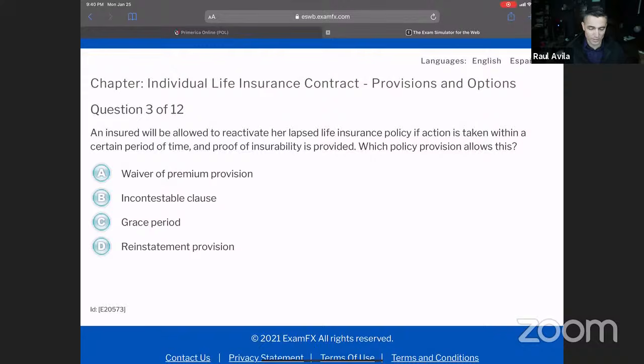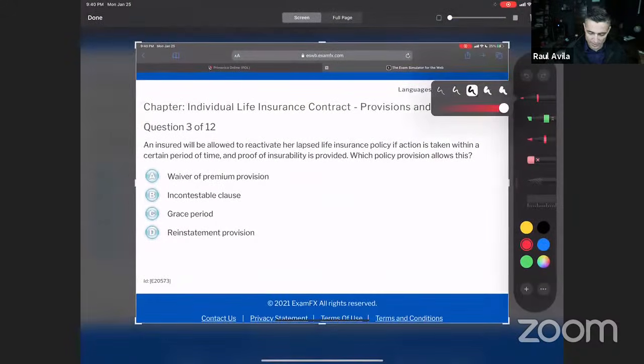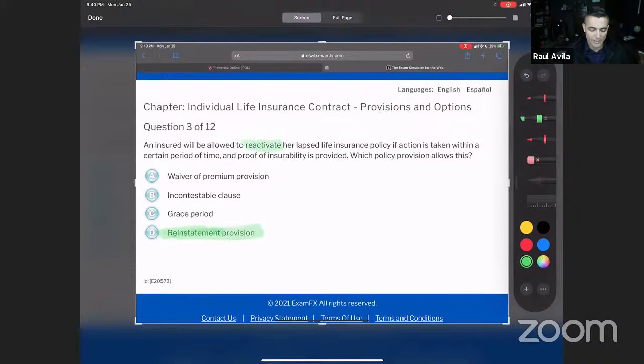Ooh, let's talk about this. All right, so check this out, guys. And I'll give you a hint. It is not grace period. But I'll talk about what a grace period is, because it's good to learn. There's a lot to learn on this question. Actually, the answer is D, reinstatement. So let's talk about it, okay? So right here, let's analyze the question here. The question says, an insured will be allowed to reactivate, reinstate. There it is.